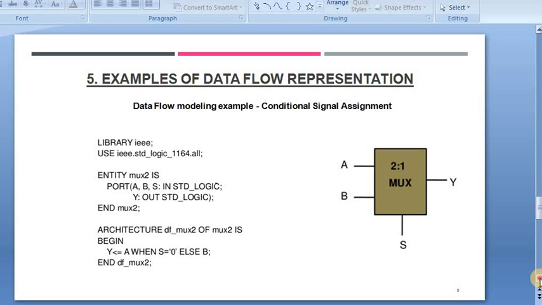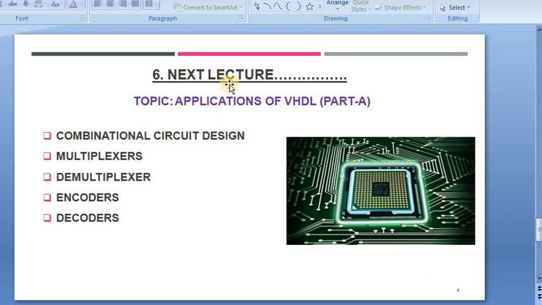In the next lecture, as you see in the slide, we shall be covering various topics related to applications of VHDL. We shall explore this topic in 2 parts because it is a lengthy topic. There are many applications of VHDL which we shall cover. In the next lecture, we will cover 4 applications, that is combination circuit design, multiplexers, demultiplexers, encoders and decoders. And in the subsequent lectures, we will cover the other applications.